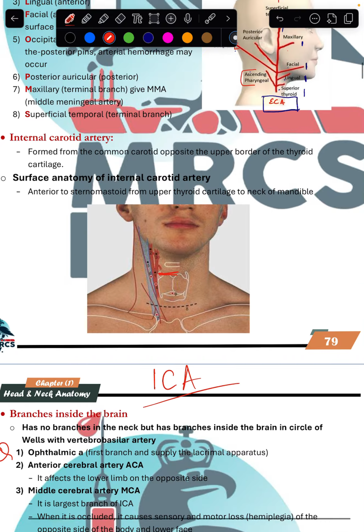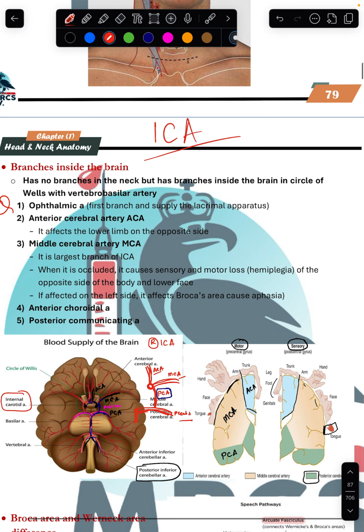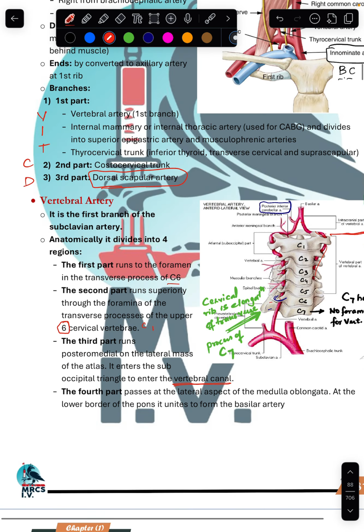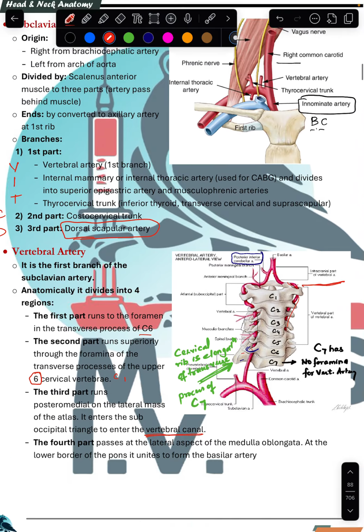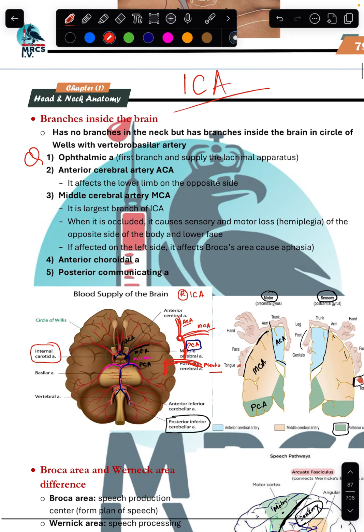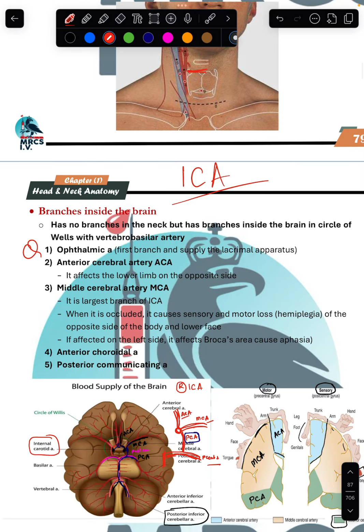The first branch is the ophthalmic artery, surface anatomy. Branches of the ophthalmic artery; first branch, anterior cerebral artery. This is the important blood supply to the brain. We'll just stop this part here and continue freshly with the important brain supply, the nervous supply and blood supply to the brain.